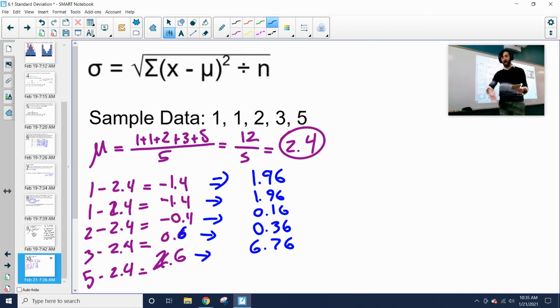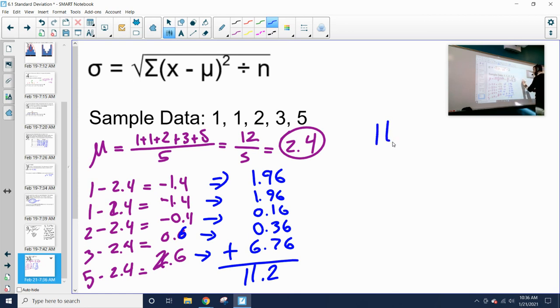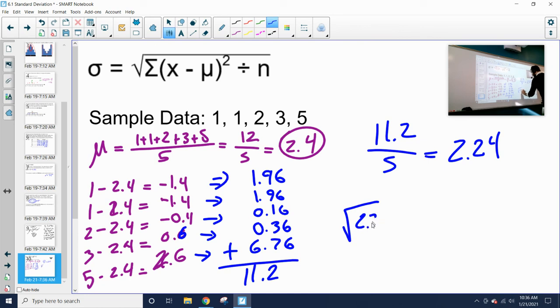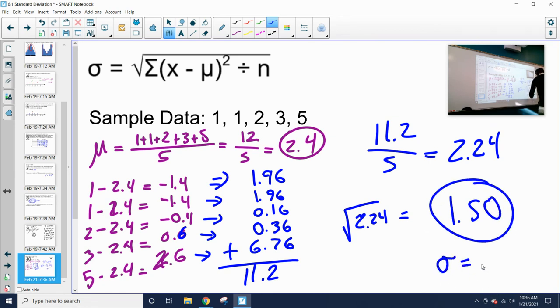Step number 4 was we had to add all of them together. So I had to add all these together, which is going to give me 11.2. Step number 5, we had to divide by the number of points we had. So we have 5 points once again, 1, 2, 3, 4, 5. So we're going to take 11.2 divided by 5, and that gives me 2.24. And the very last step we have to do is square root. So if I take the square root of 2.24, my answer is 1.50. And this is, once again, my sigma. My standard deviation is 1.50. So that is my solution.